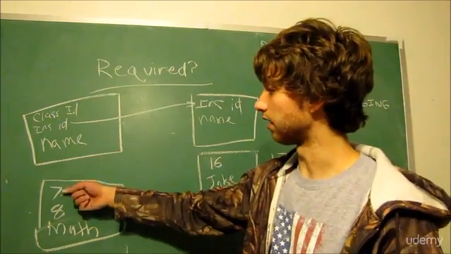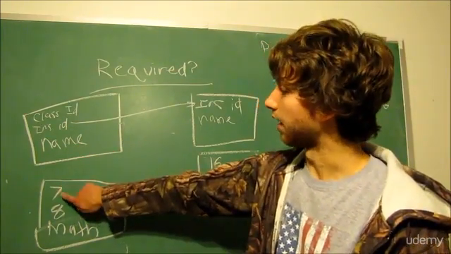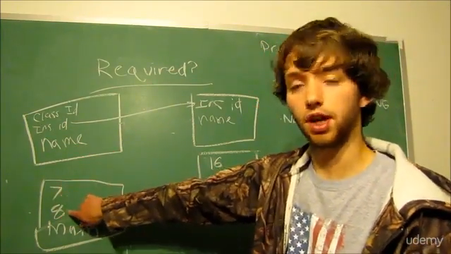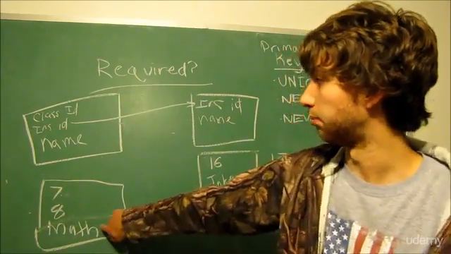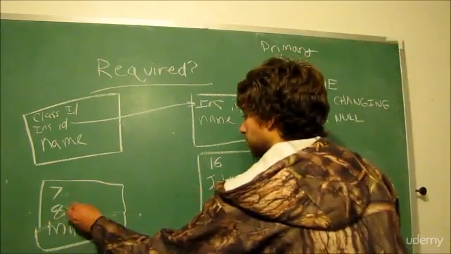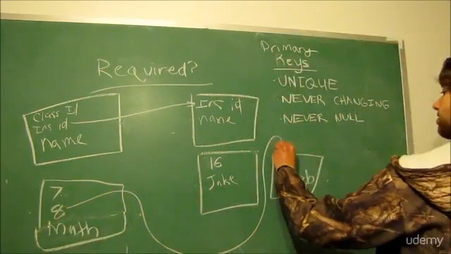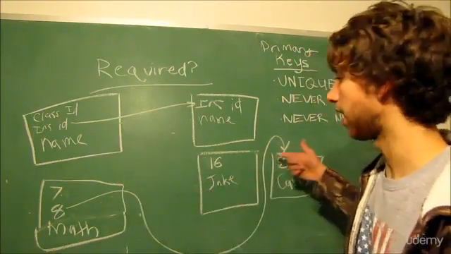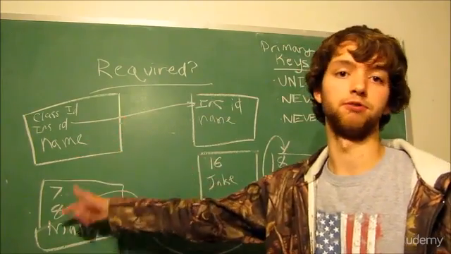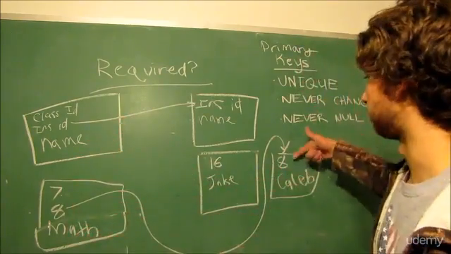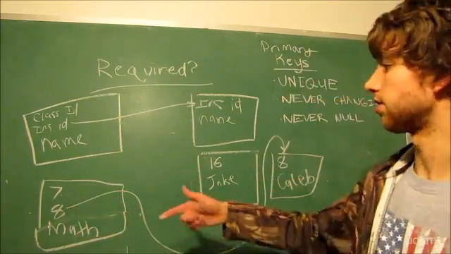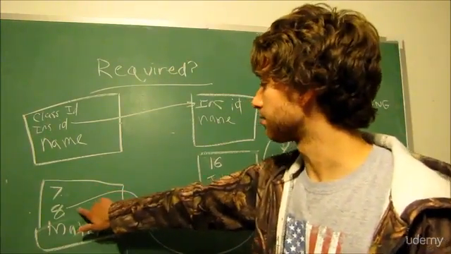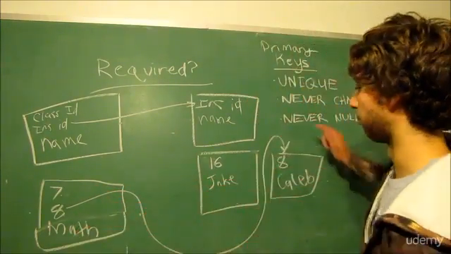So now we have an instance of a class. We got the class ID 7, the instructor ID 8, and the name math. So the instructor ID points to this instructor over here. This is the parent. I'm sorry, this is the child, because this is a foreign key reference to the parent. So that means this relationship is a foreign key.